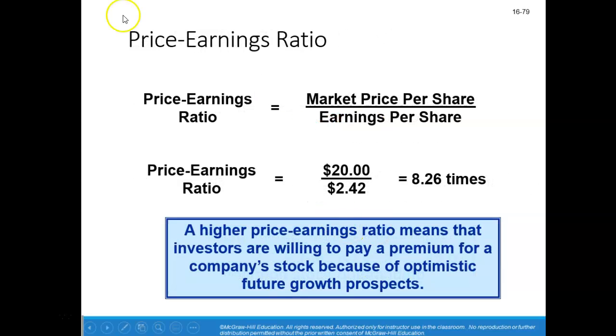PE ratio, the price earnings ratio, compares the current market price per share divided by the earnings per share. So we see here that the PE ratio is 8.26 times. That means that the current market price the stock is selling for is 8.26 times higher than the earnings per share. So what this means is that that's optimistic. The higher the PE ratio, the better for those who want to invest in this business organization.